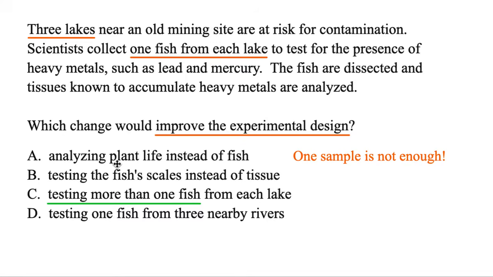And see, it has that. By testing more than one fish from each lake, that definitely improves the design, so that's what we want. Because if you only test one fish, it might just have a low lead and mercury level, while many of the other fish actually have higher levels. So if you grab 30 samples instead of one, then you can get an average of both of these and draw much better conclusions. In other words, always grab a sample size greater than one, and that'll automatically improve the design of your experiment here.